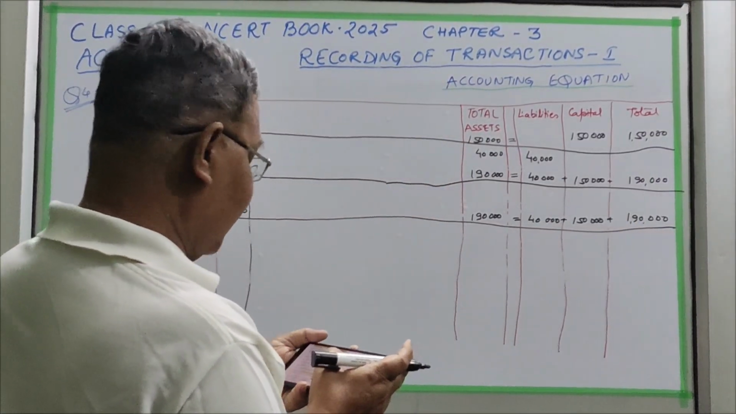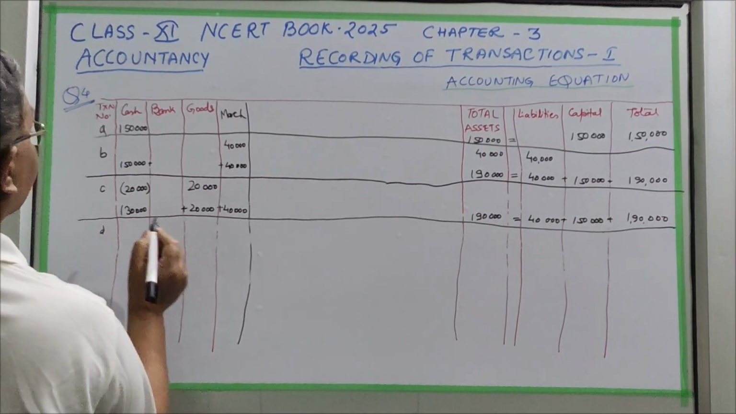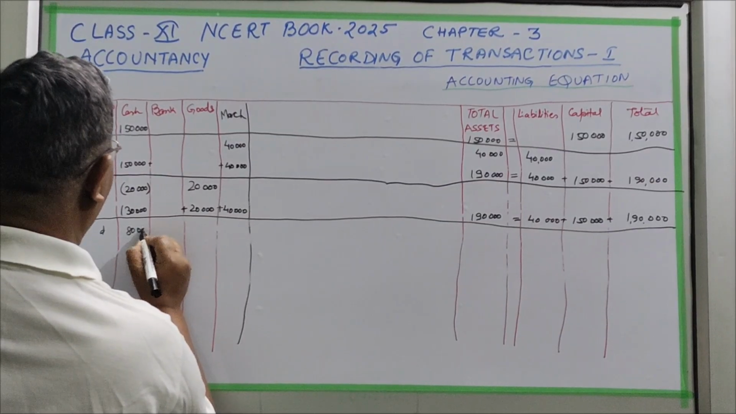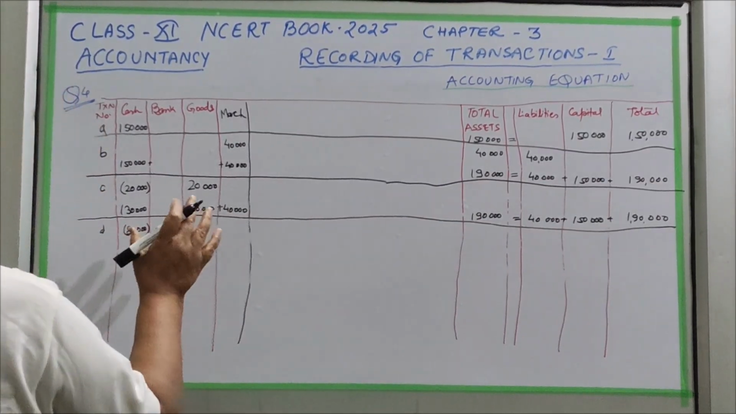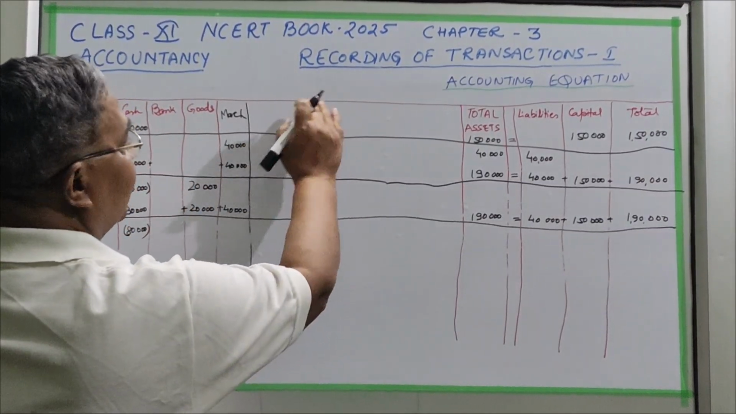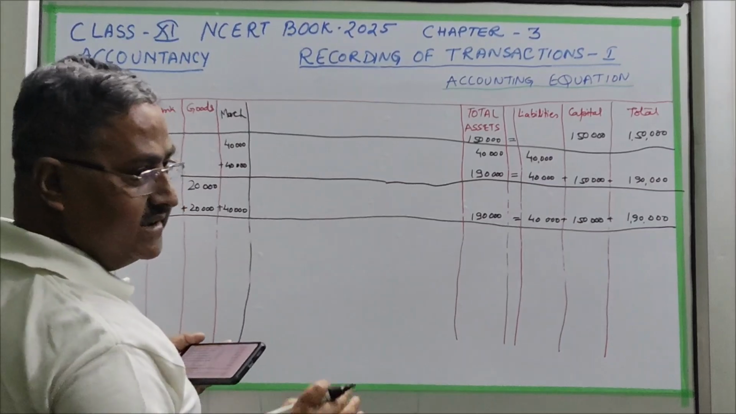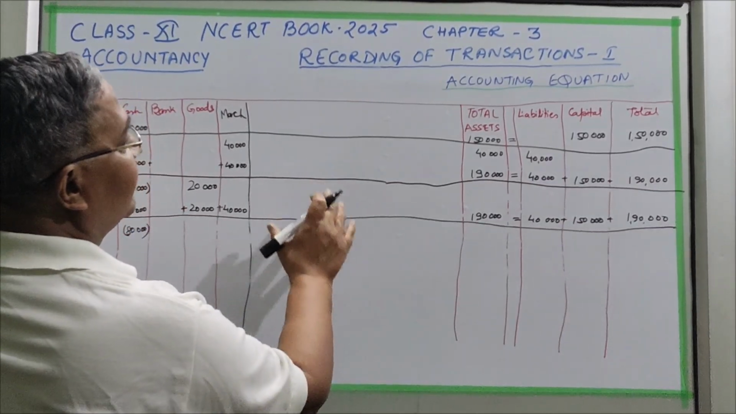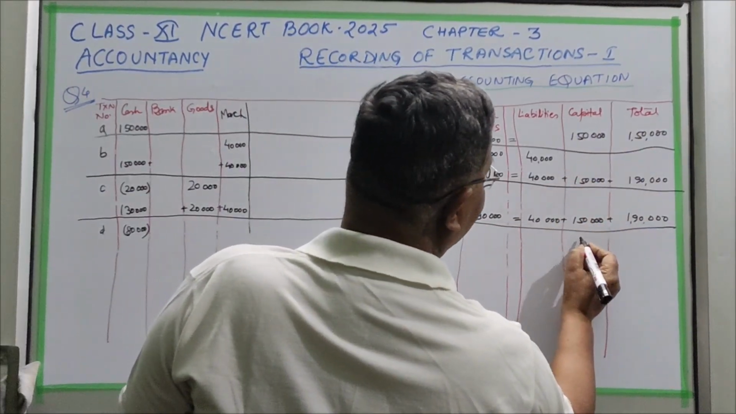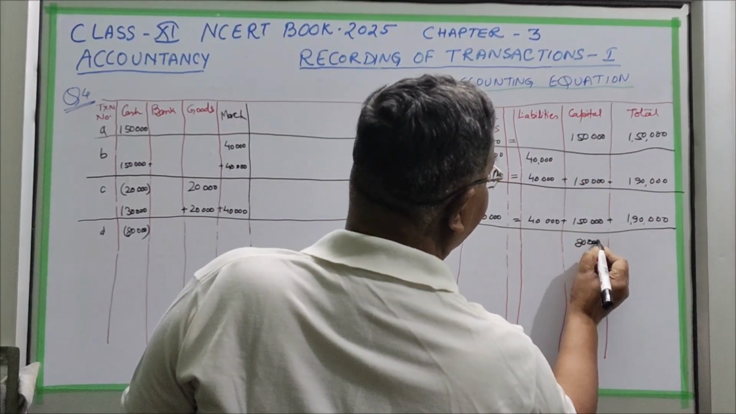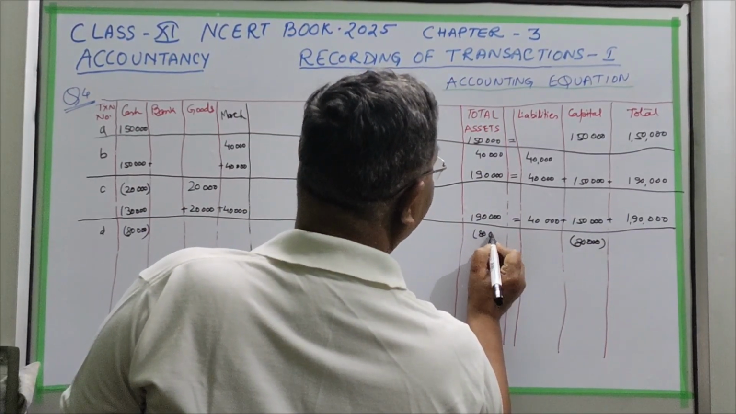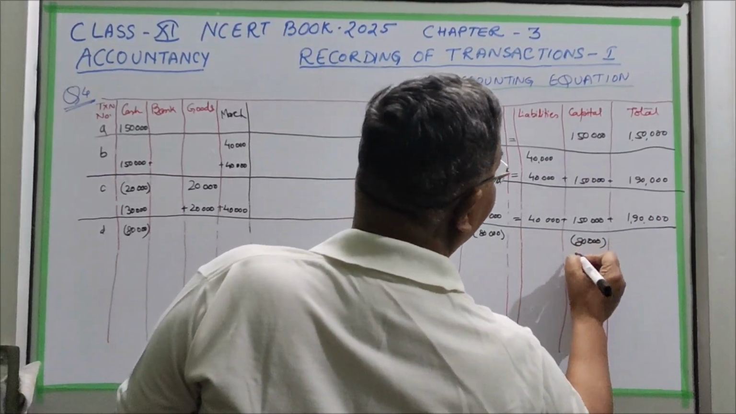Then D: purchased car for personal use. So purchased car means cash has gone out, by 80,000 rupees. Cash is reduced, so in brackets. But here nothing will come in the business because it is a personal expense. So car will not come here; this asset will not be shown in business. There is no increase in asset. What will happen? Your capital will reduce by 80,000 rupees. So here the position is minus 80,000.